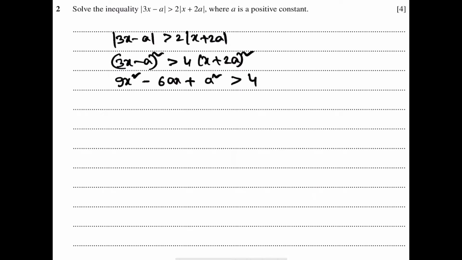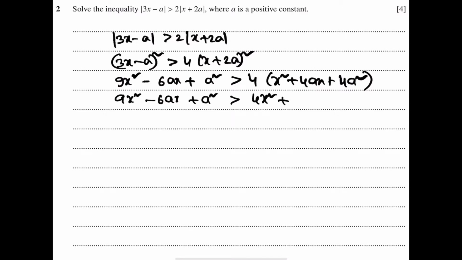greater than 4x square plus 4ax plus 4a square. Let me remove the brackets. Four x square plus 16ax plus 16a square. Let us simplify. 4x square subtracted from both sides, so it is 5x square plus 16ax and minus 6ax, that is 22ax, minus 15a square greater than 0.